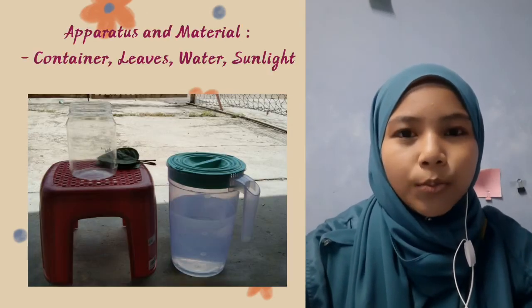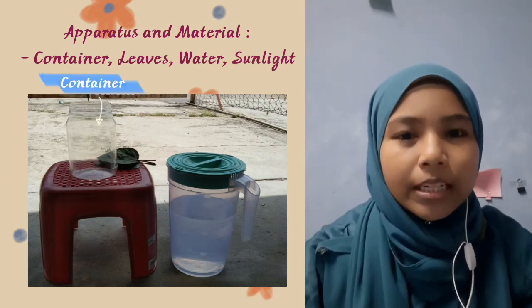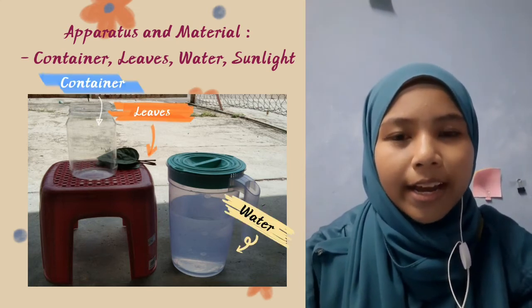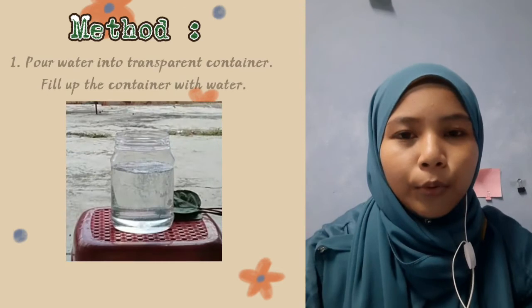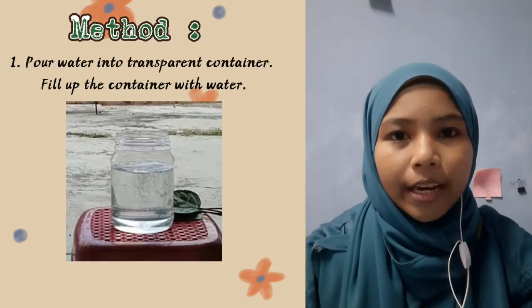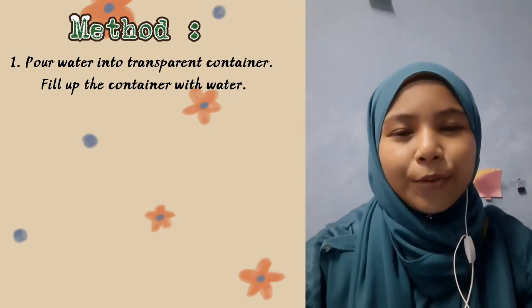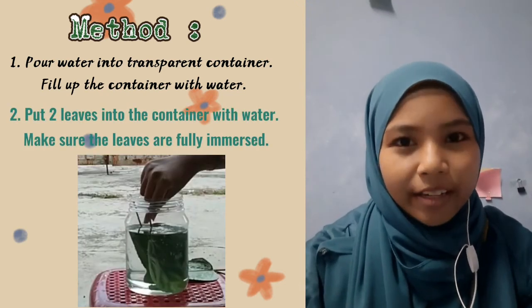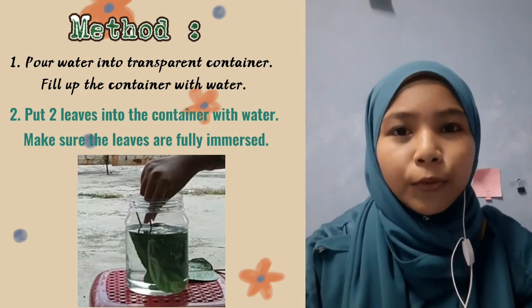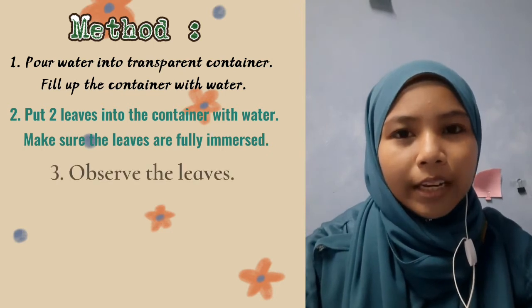For the apparatus, there are four things we need: container, leaves, water and sunlight. For the method, the first one is to pour water in the container, filling the container with water. Second, put the leaves in the water in the container. Make sure the leaves are fully immersed. The third one, observe the leaves.